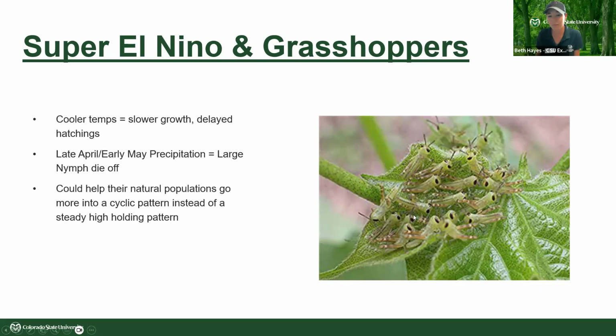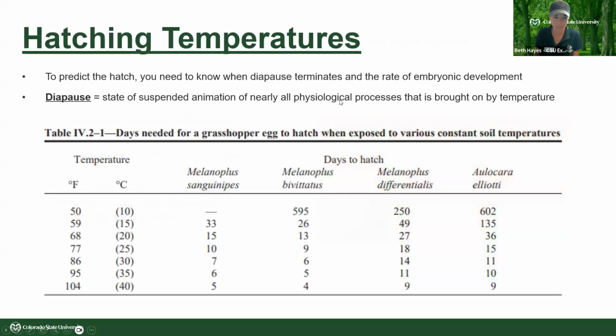And if we do get an El Super Nino, this could actually also push the natural populations to go more into that larger cyclical pattern that I showed you guys earlier than the steady holding pattern with high populations that we've been seeing for the last couple of years. So if El Nino plays nice with us, there's some good chance that this year may not be as hard, but it's hard to say exactly when we'll get that and if we'll get that. So it will be interesting for sure.